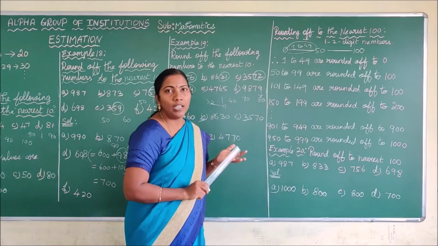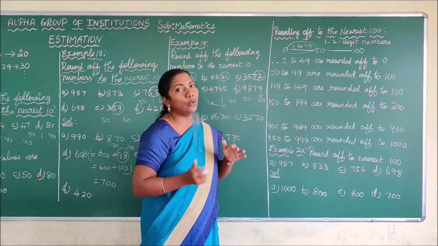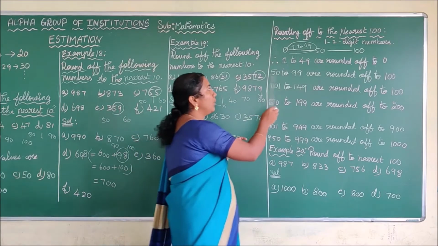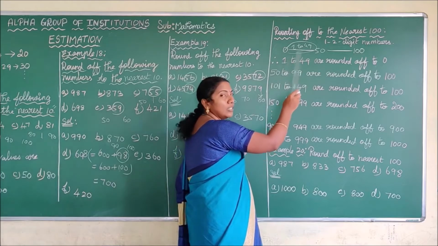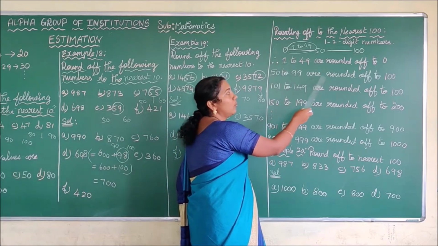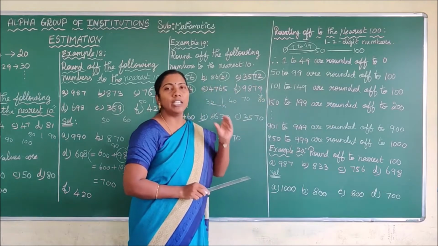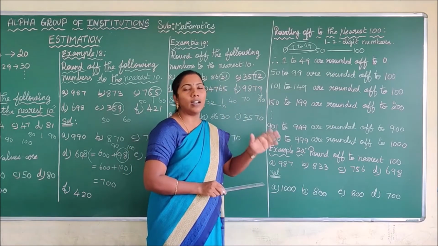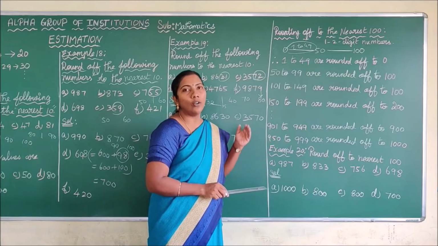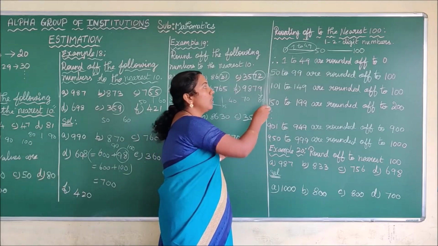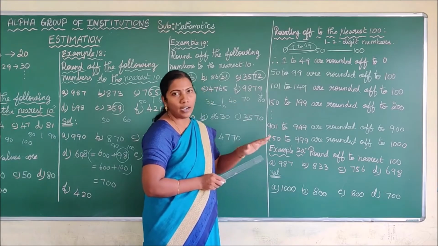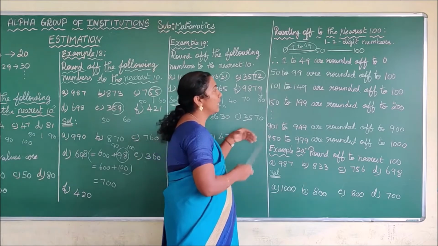Similarly, 50, 51, 52 and so on up to 99 are rounded off to 100. It's clear, children? Though 50 is equidistant from 0 and 100, by convention we convert 50 to the higher value, that is 100. See the next set of 100 numbers.